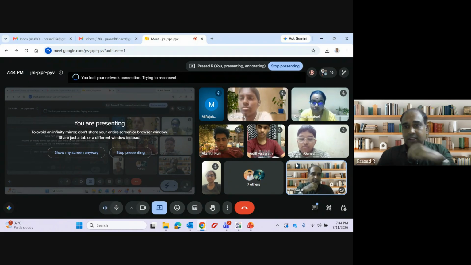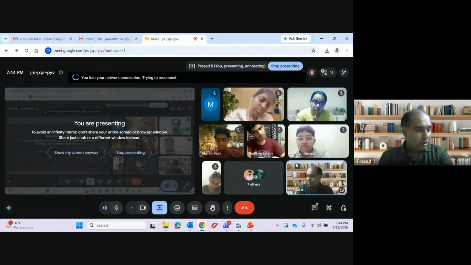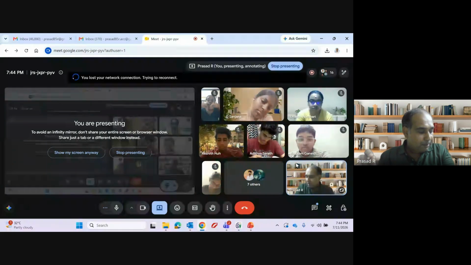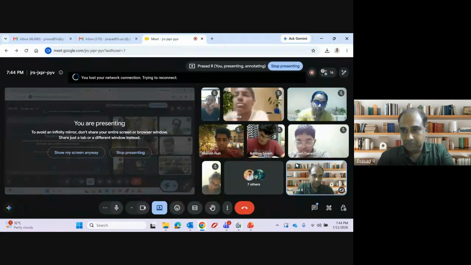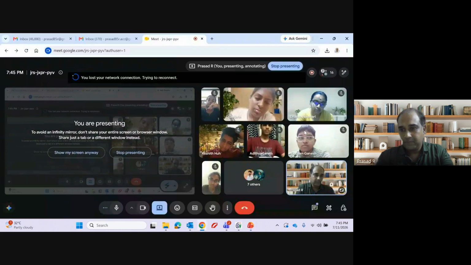From your book, if I have to read, it is the amount of expenditure incurred or attributable to a specified article, product or activity. Clear? Cost to a specific article, product or activity. Example, cost of production or cost of goods sold. Any doubt? Clear, guys?